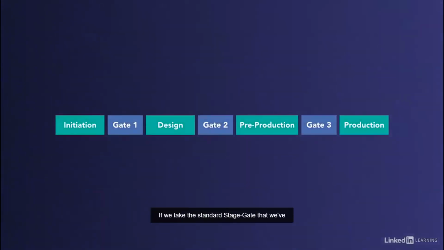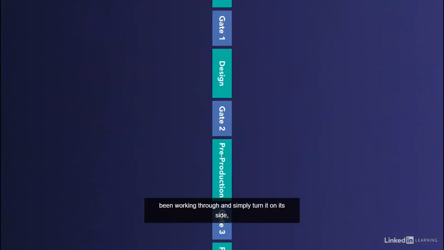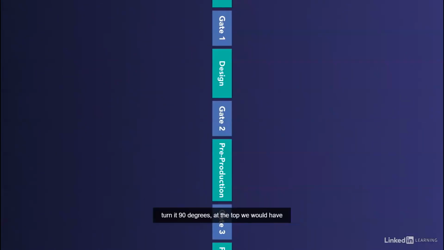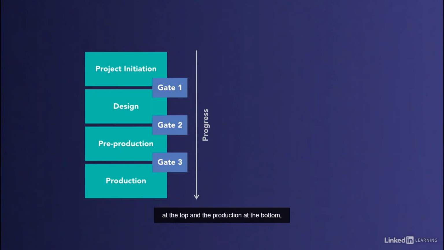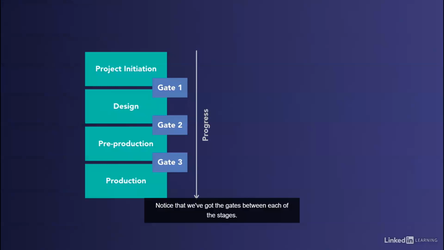If we take the standard StageGate that we've been working through and simply turn it on its side, turn it 90 degrees, at the top we would have project initiation, and we would move down through design all the way to production at the bottom. We did that so that we can ultimately have two columns, and I'll show you those in just a moment. But essentially now, on our column here on the left, we have the project initiation at the top and the production at the bottom, just like I showed before, but formatted nicely so we could see it on the screen. Notice that we've got the gates between each of the stages.